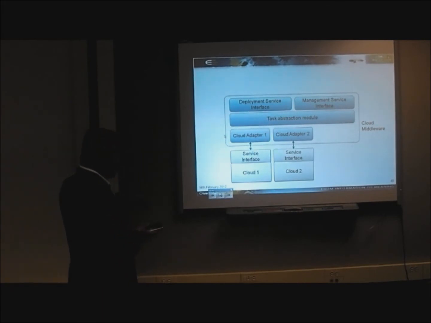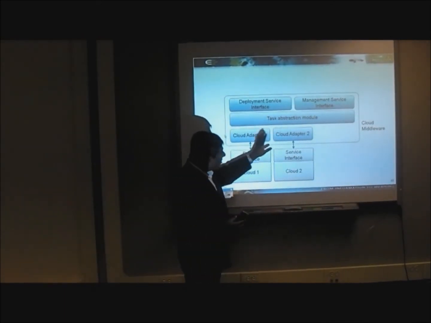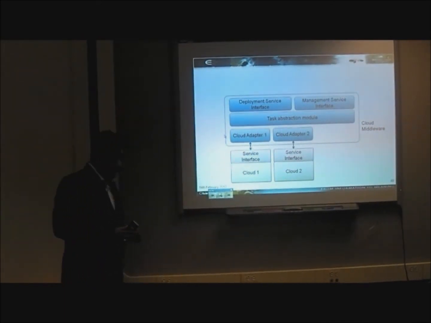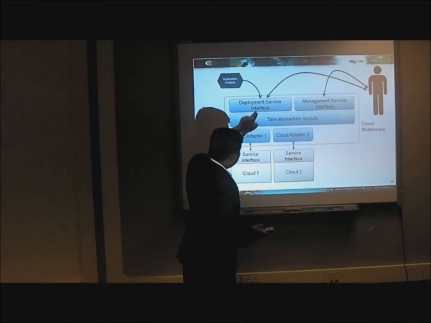So if you think of this sort of middleware where you have a deployment and a management interface and cloud adapters in the bottom, this is exactly what we did in AutoCumulus way back. So there are these cloud adapters, and what you do is you feed your application artifacts here to the deployment interface and ask it to say, okay, here are my application stuff that's related to my application. Put it in Amazon Cloud. So the users typically don't interact here, they interact here.